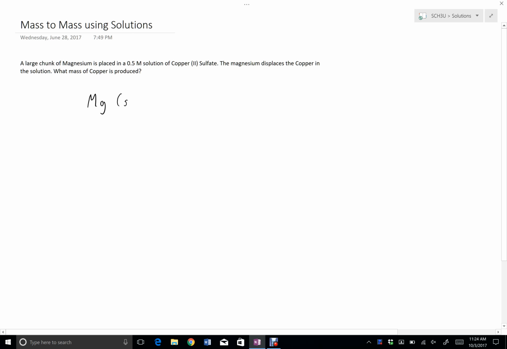Magnesium, that's going to be a solid, is reacting with a copper sulfate solution. So those are 2 and 2, so when they cross over they reduce to 1 and 1. That's an aqueous solution, and that's going to form magnesium sulfate, again a 2 and 2 that's reducing to 1 and 1, so magnesium's 2 plus, sulfate's 2 minus, so when they cross over and reduce it's 1 to 1. And copper, that's going to be aqueous, and this is coming out of solution forming a solid.